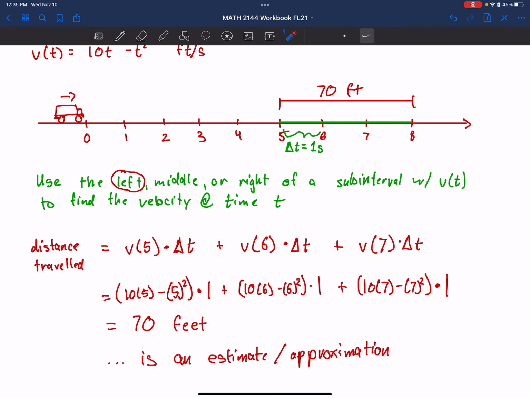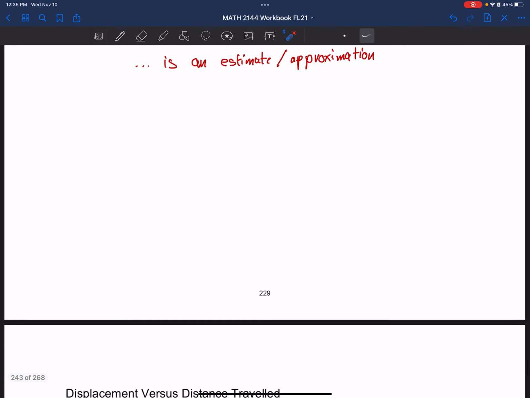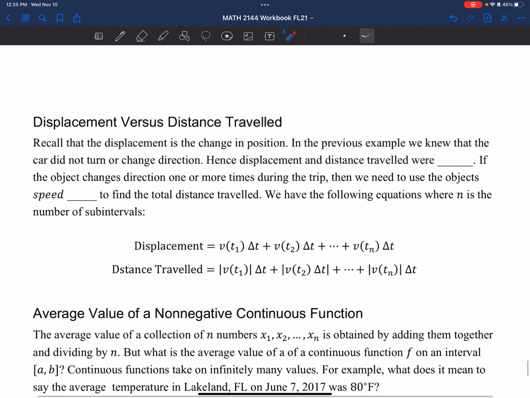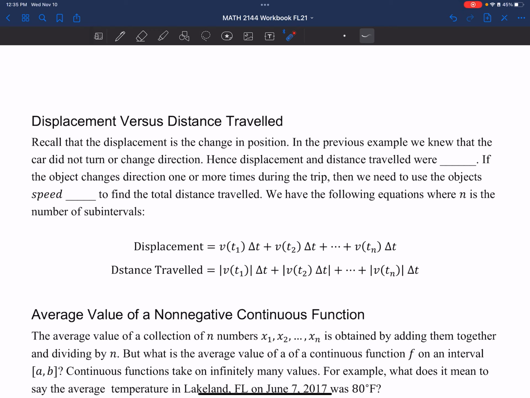Okay. On the next page, we describe a little bit more the difference between displacement and distance traveled. Recall that displacement is the change in position. Let me do it over here. Displacement, let's say you start here. Let's say you go 20 feet there, but then you go 10 back. So this right here, 10, is your displacement.